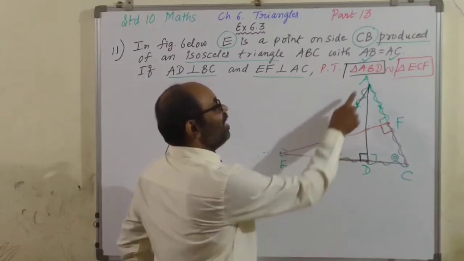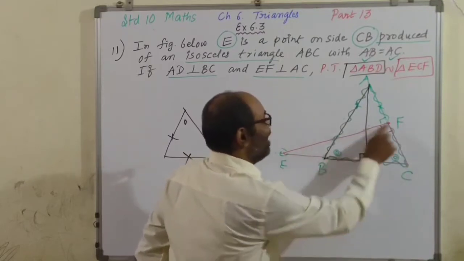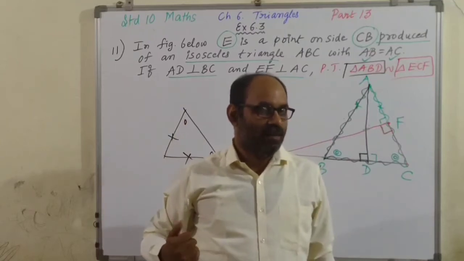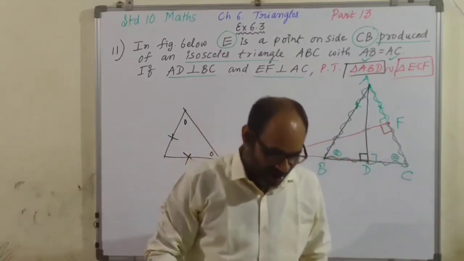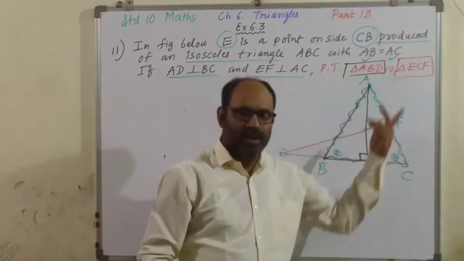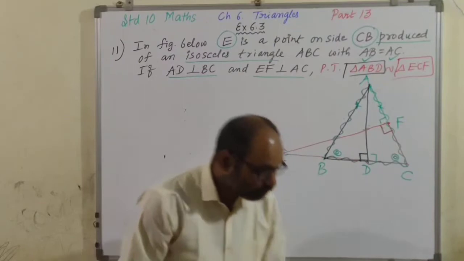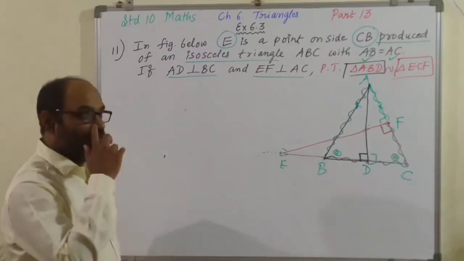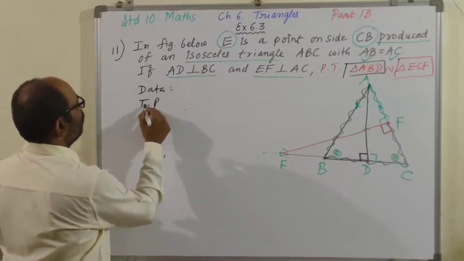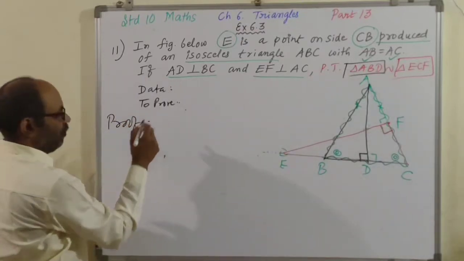Now B is an angle of the black triangle and C is an angle of the red triangle. So you got the second pair of corresponding angles equal. But this you get after hard work. So by the AA corollary, the black triangle is similar to the red triangle. Done. Now we have to write. Write carefully. Straight away, the proof. Data you can write. To prove, you may write. This is what we have to prove. And now the proof.